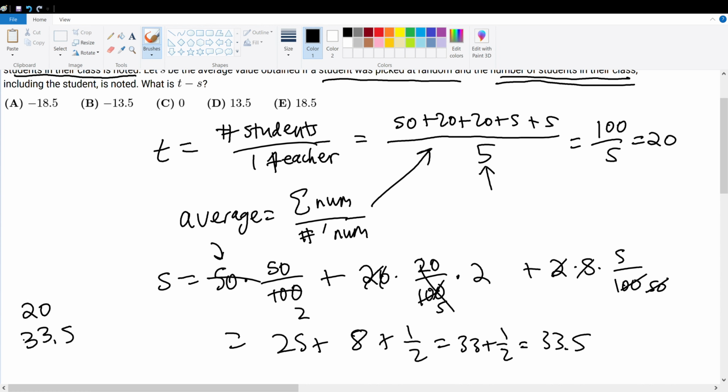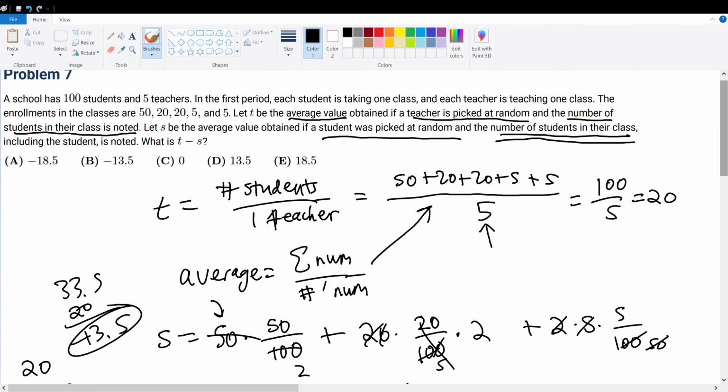So we must subtract these to get our answer, which is negative 8.5, or rather 7.5. No, wait, what am I doing? 33.5 minus 20, right? So that's 13.5. I do not know what happened there. It should be negative 13.5, so that should be answer choice B, and we are done.